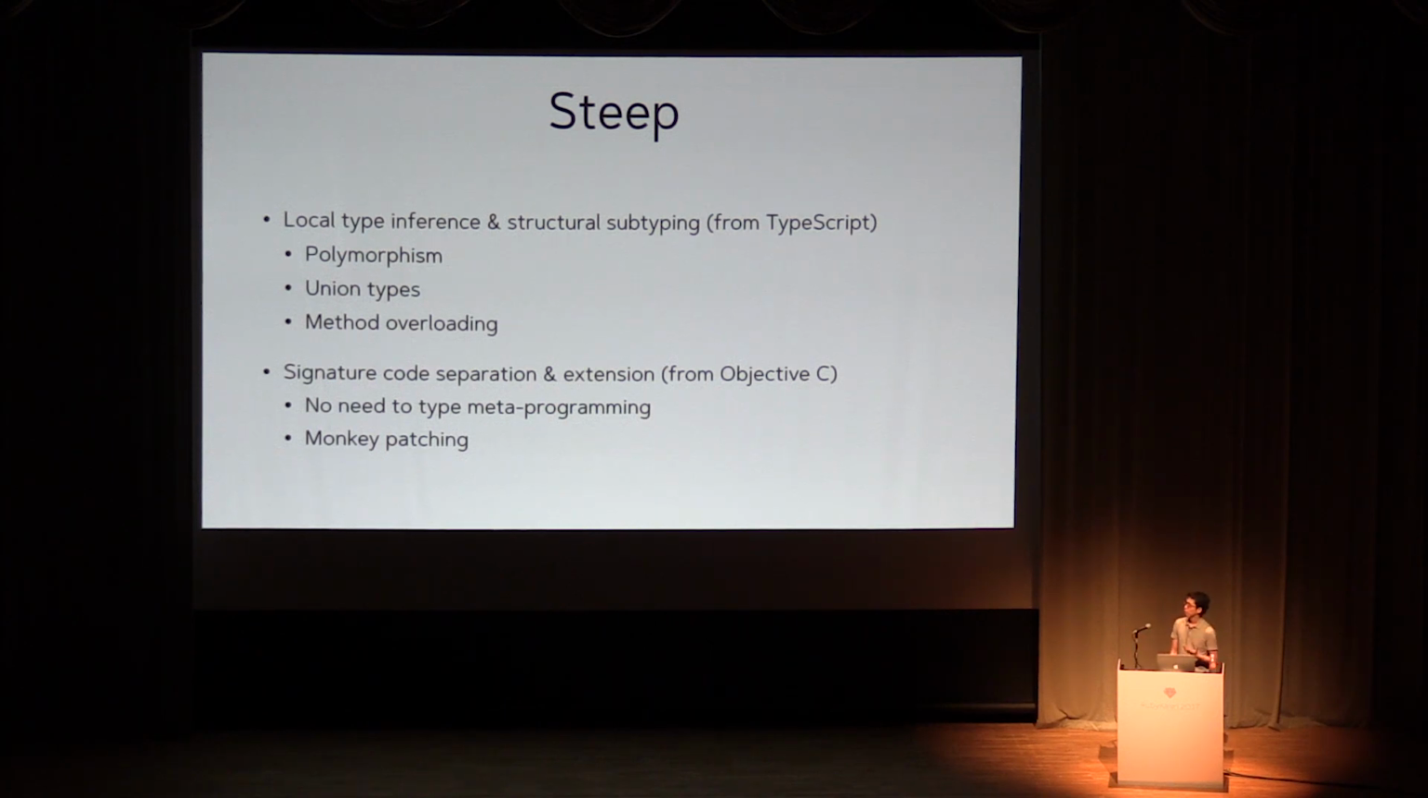So another key idea is that the signature and the code are separated, and it also supports some extensions. So maybe this looks very similar to Objective-C. So using the mechanism, Steve does not need to give types for metaprogramming. And it also supports some monkey patching.